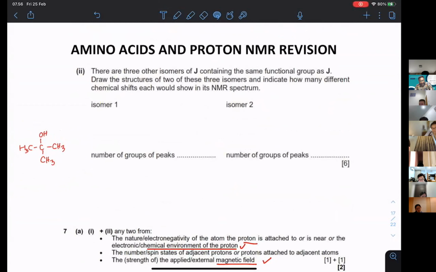And isomer number 2. You have methyl groups everywhere, 3 carbon. They say same functional group, so there are many others. I will just assume that I'm a little bit lazy. I just put it like this: 4 carbon, I bring the OH here. This is also another one.